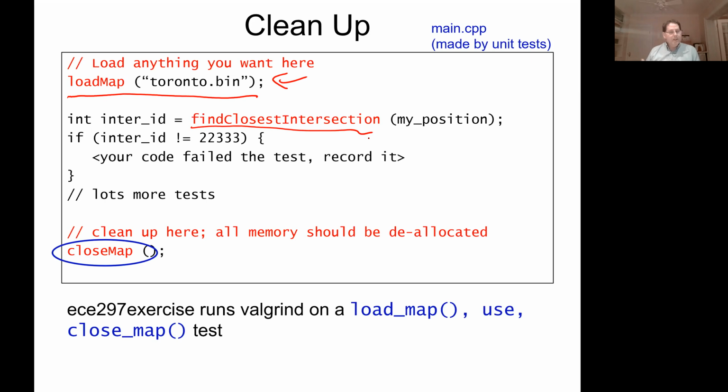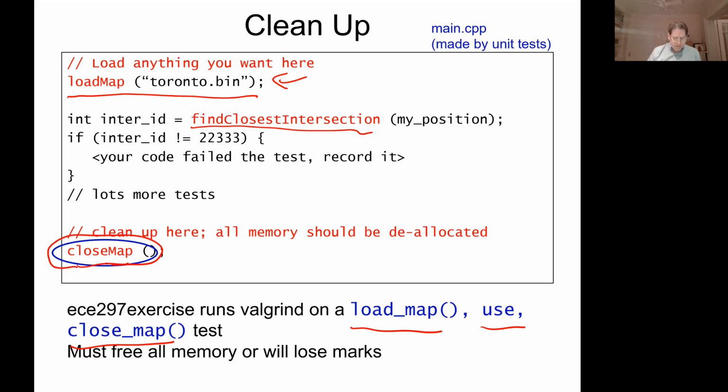We run valgrind on a sequence of load map, use it with some API calls, and then close map. What that means is make sure your close map cleans up your memory. That won't affect passing most of the tests because they don't really care if you leave memory lying around, but it will make you fail valgrind if you just leak memory. So you should close the map. And we might also do more than one map in sequence, so if you don't properly close a map, then the next load might fail. Make sure that you properly clean up after yourself.